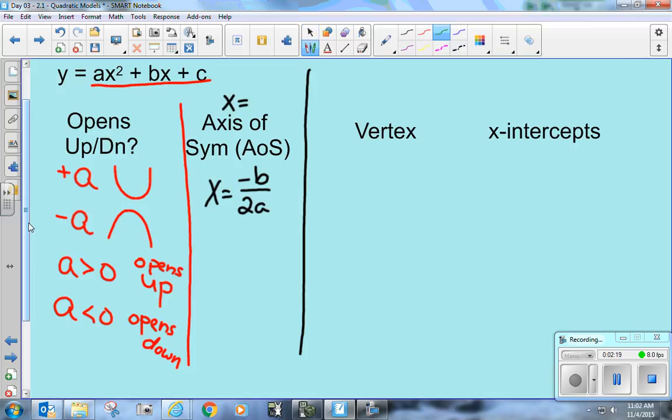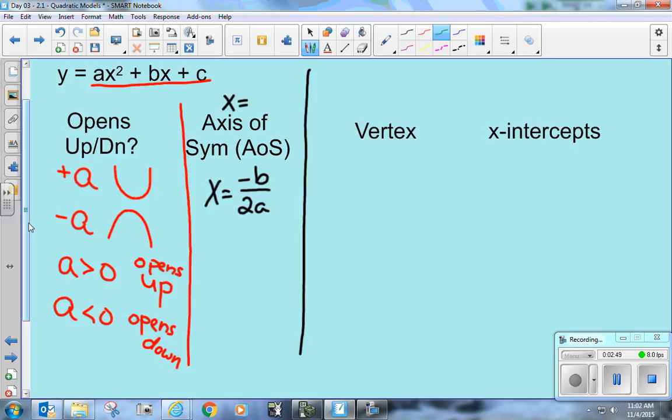What about the vertex? The vertex isn't a line like the axis of symmetry. It's a point. By the way, the axis of symmetry, when I come up with that x equals whatever value, what is it? It's a line that splits the parabola into 2 equal halves. Perfect. It actually goes right through the vertex. And it's that symmetry, right? It's the mirror. It's where the parabola is mirrored over. All right? Cuts it in half.